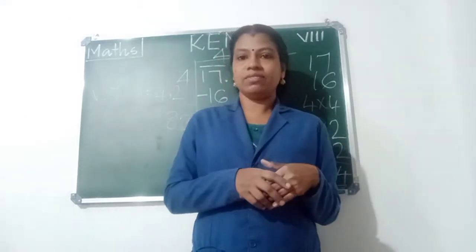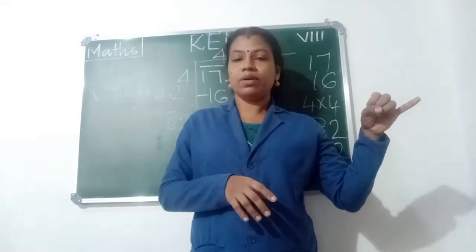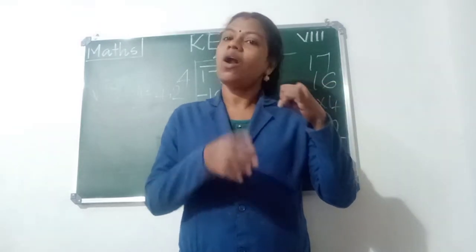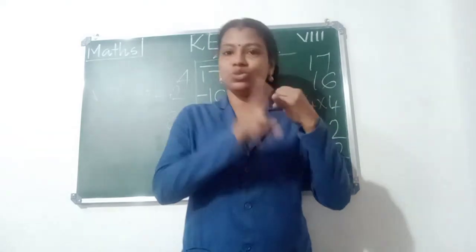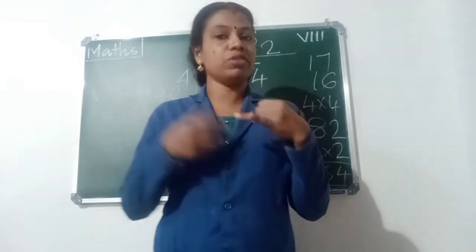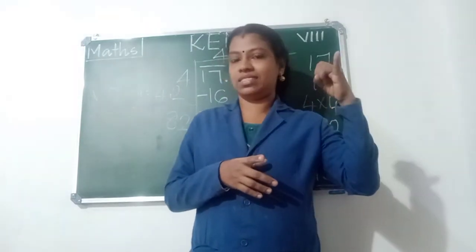4 and 9, we know that 1 digit perfect square number. So their square root have only 1 digit. 2 2s are 4. Okay. Then square root of 4 is 2. Square root of 9 is 3. 1 digit.